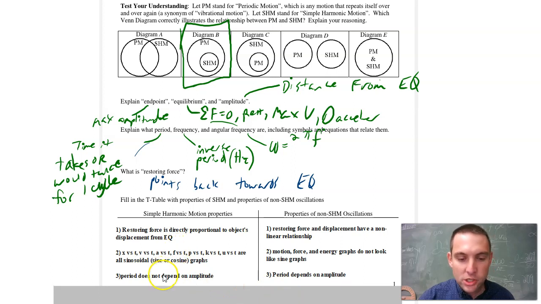Finally, simple harmonic motion property number 3 is that period does not depend on amplitude. That's not how you spell depend, Mr. Scopetus. At least I don't think. Number 3, period depends on amplitude for a non-simple harmonic motion oscillator.